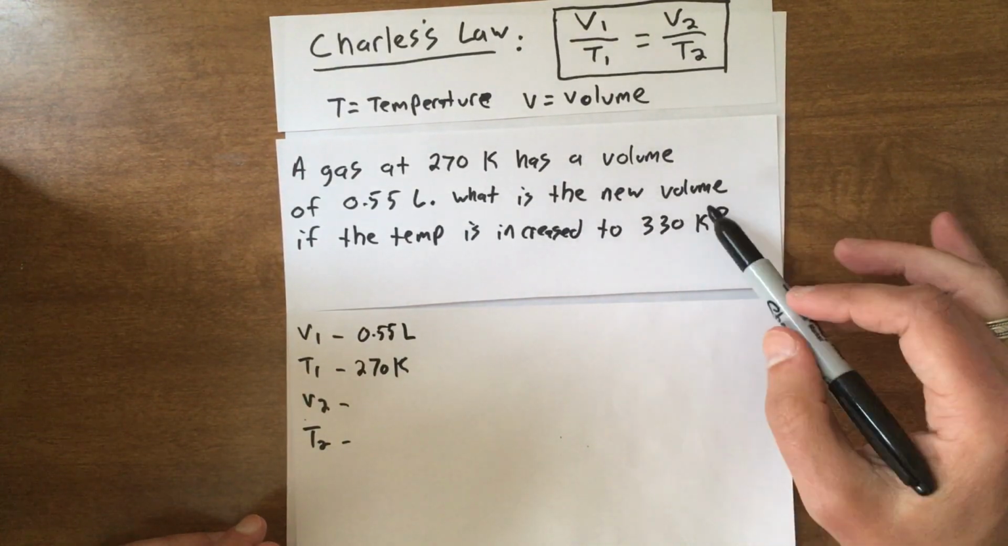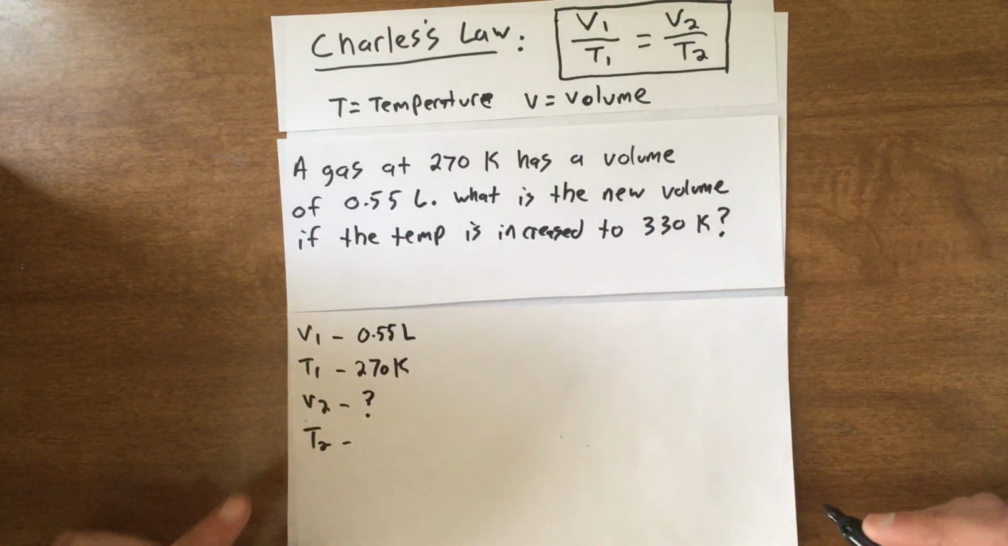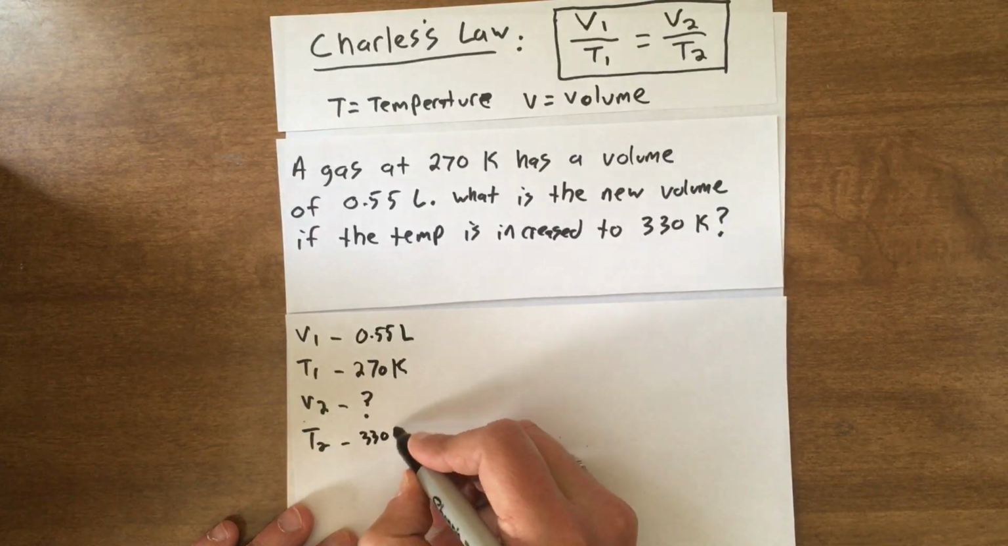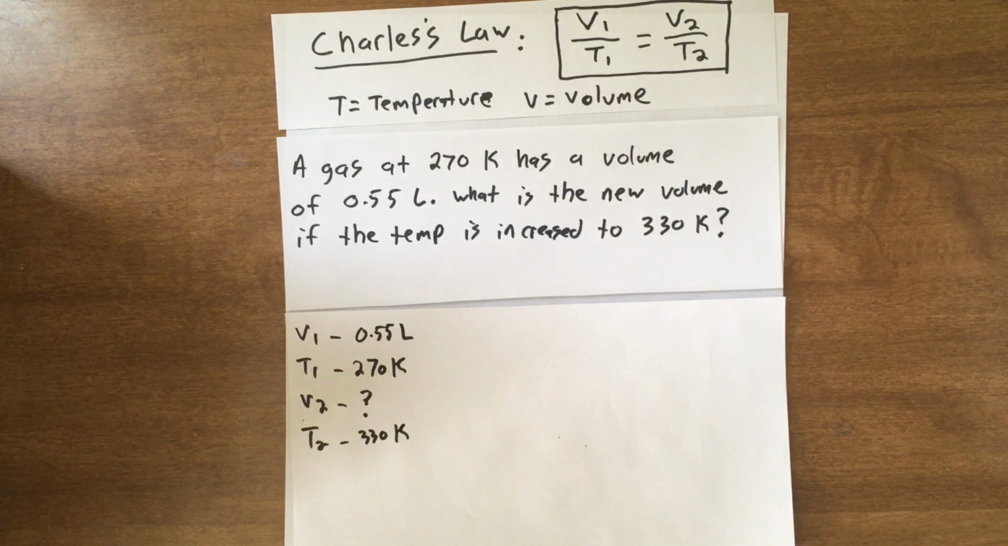And the question says, what's the new volume? So we're looking for V2. That's our unknown. If the temp is increased to 330 K. All right, so there's our information, just keeping ourselves organized here.